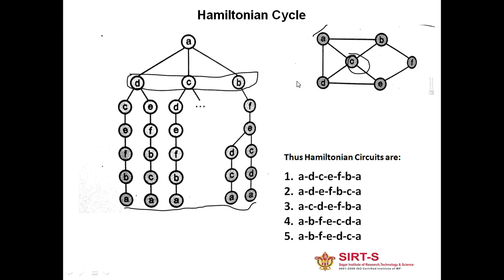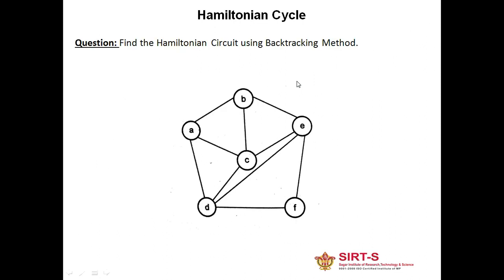So these are the possible solutions. This is the problem statement which is given to us. Let's see a graph. The question says find the Hamiltonian circuit using the backtracking method. So we'll have to apply the backtracking method, and take care of the adjacent nodes. For adjacent nodes we can make an adjacency matrix also. You can make an adjacency matrix and write 1 and 0 over there. You can make it here itself.